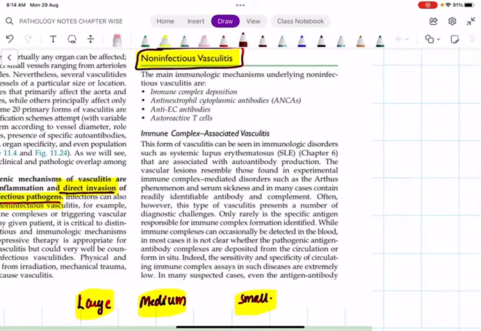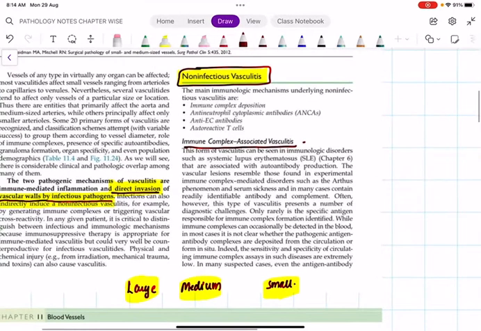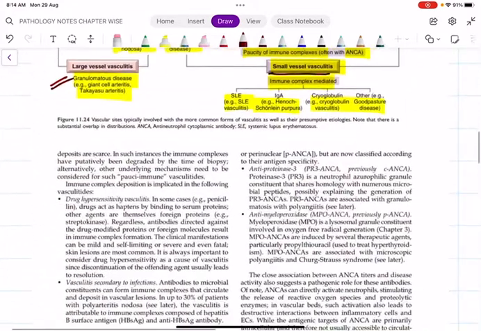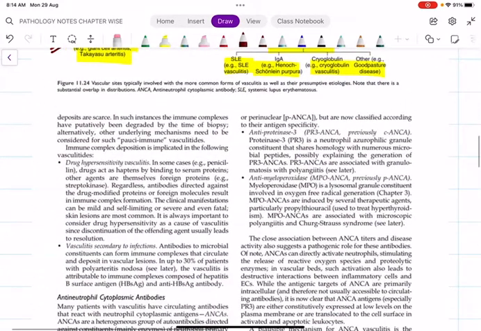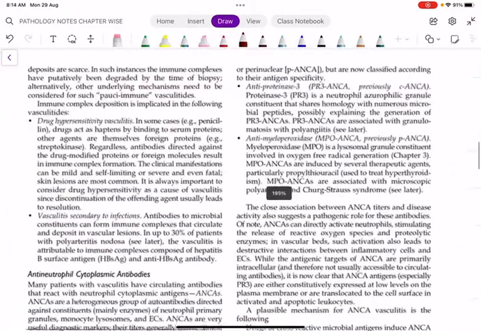I told you, immune complex mediated. What is that? Immune complex associated vasculitis. Already I have studied that. You know what is the mechanism. It is a type 3 hypersensitivity reaction. I am not going to explain it here.